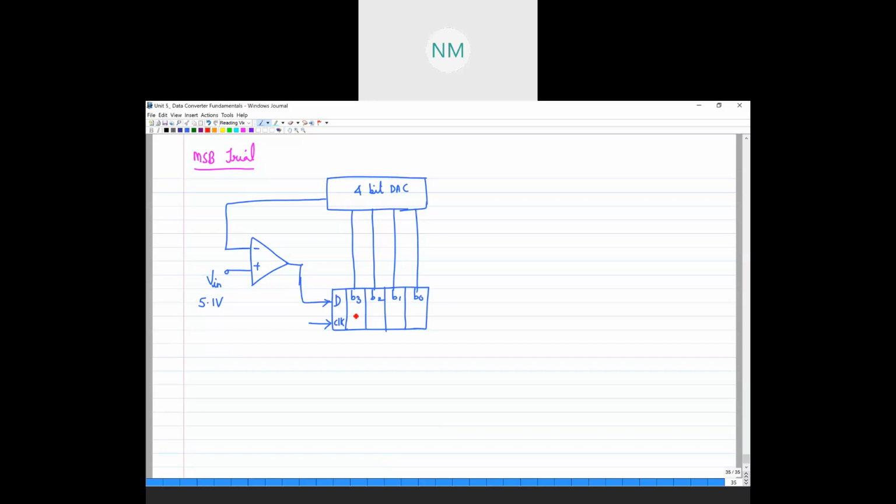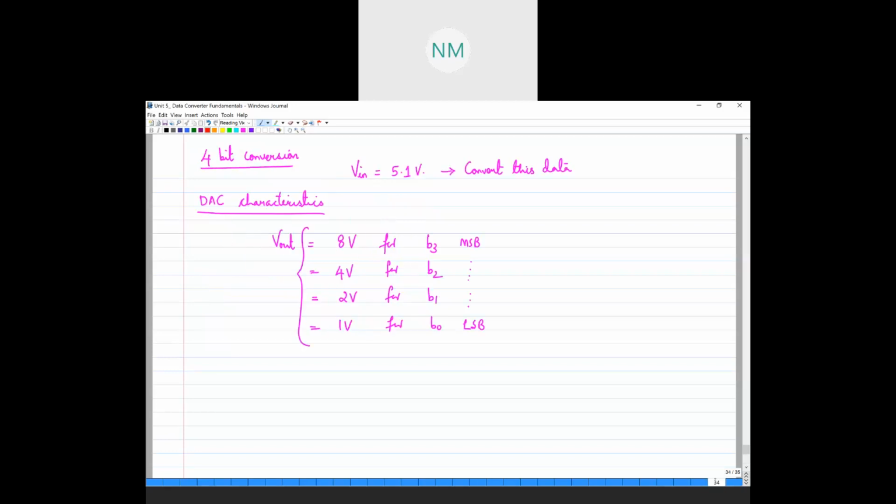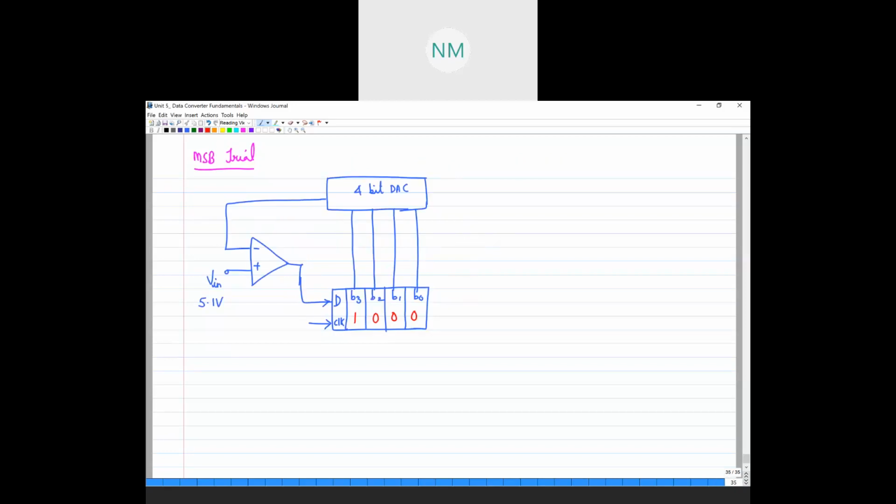During my first clock cycle, the MSB trial is done. So what happens in the first clock cycle? The MSB bit will be set. This will be 1, and all the other 3 will be 0. Now when B3 is 1, what is the output of the DAC? From the DAC characteristics I explained, when B3 is 1, the output of the DAC is 8, so here you will get 8 volts as the output. Now 8 will be compared with 5.1. So what will be the comparator output? The comparator output will be low, right?